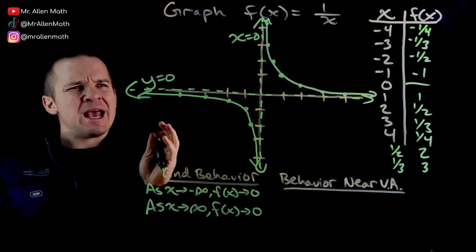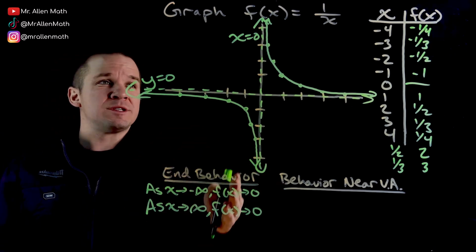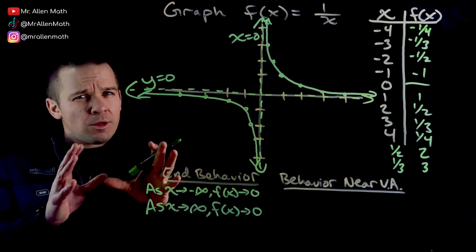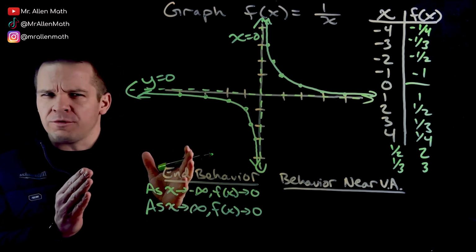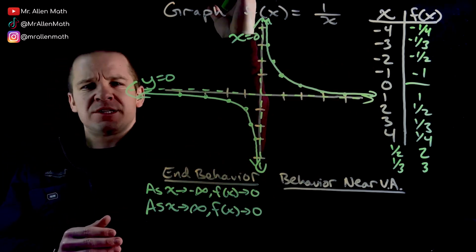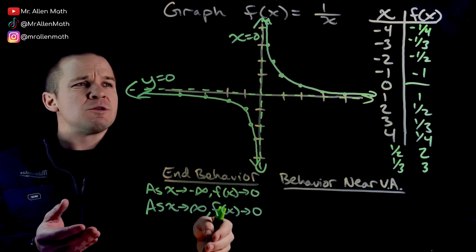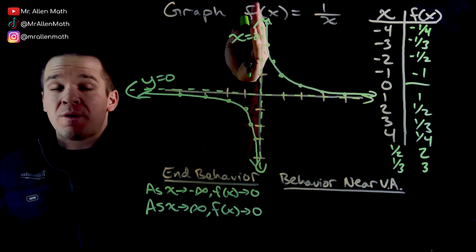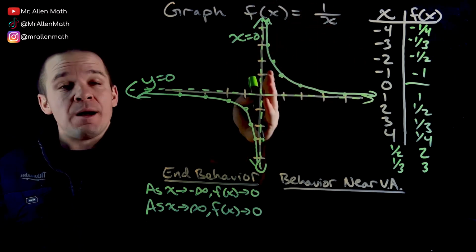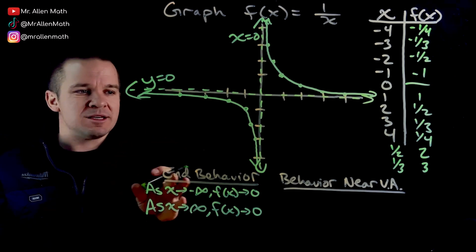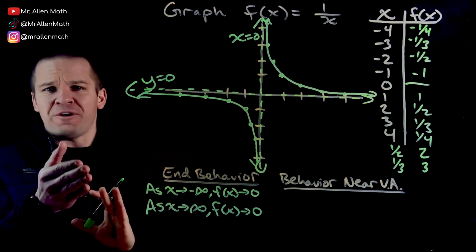Now, what about the behavior near our vertical asymptote? We said this is a vertical asymptote here. What's happening there? We actually have two different things going on. On this side, it's going to positive infinity, and on this side, it's going to negative infinity. As I approach this asymptote from the right side over here, I'm going up. As I approach it from the left side, I'm going down. So check this out, there's some fancy notation.